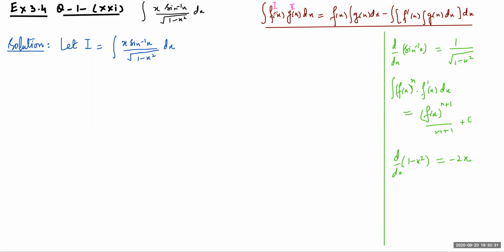The formula for integration by parts, integral f(x) g(x) dx, considering f as the first and g as the second function, equals f(x) constant, integral of g(x) dx, minus integral of the derivative of f into the same integral of g(x), and then we close the bracket and we have dx for this integral sign.